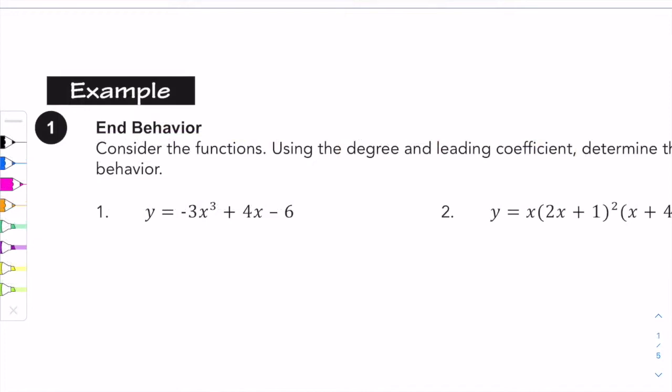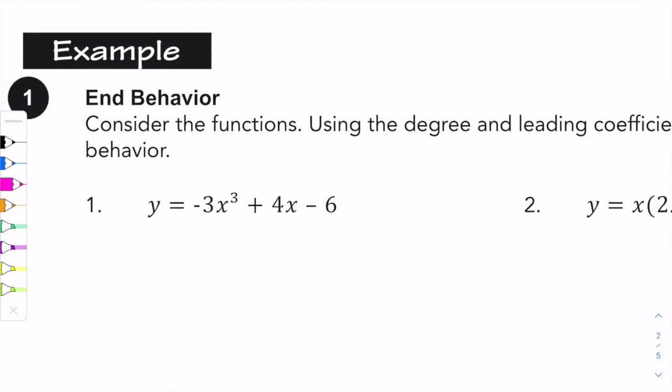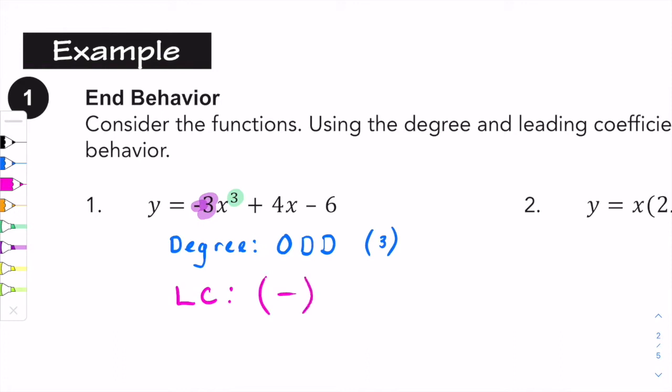For the first example, we have y is equal to negative 3 times x cubed plus 4 times x minus 6. Remember that we're looking for the degree and the leading coefficient. In this case, the degree is 3. We want to know, is the degree an even or an odd number? And 3 is an odd number. Next, we're looking for the leading coefficient, abbreviated LC. We want to know, is it positive or negative? And this is negative. The number is negative 3.